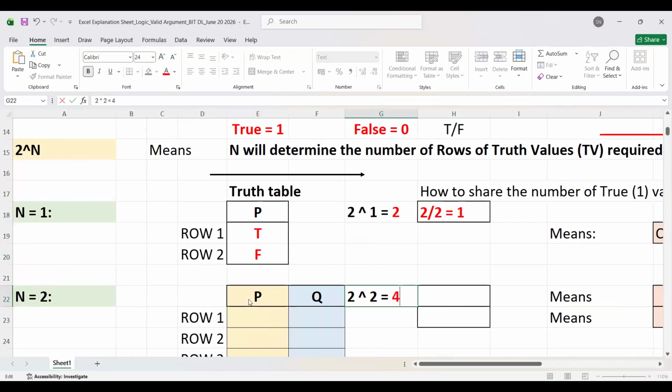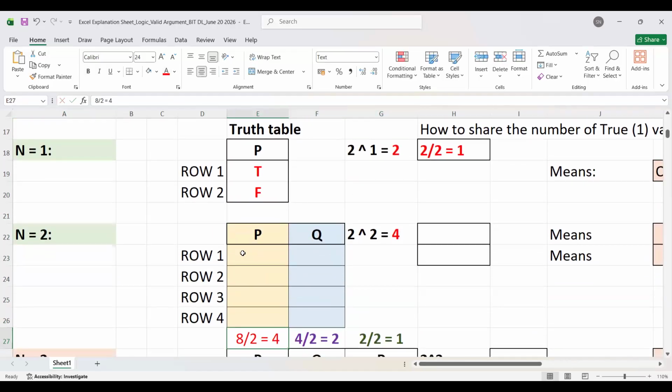It means that when these 2 statements are combined, their possible truth values should be 4 rows. Row 1, row 2, row 3, row 4. Again, how do you share the possible truth values? How do you know whether P has all of them being true, all of them being false, or some true and some false? That is what we are trying to determine.